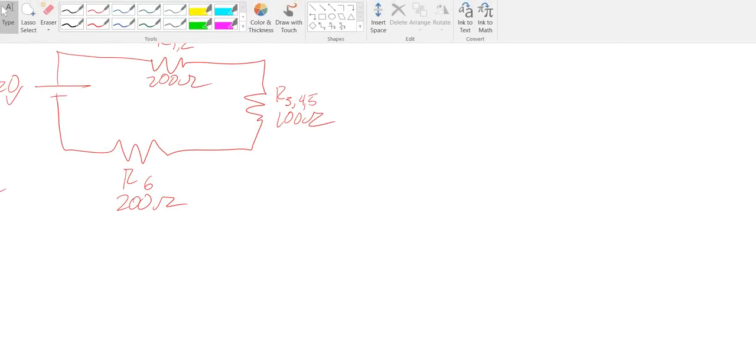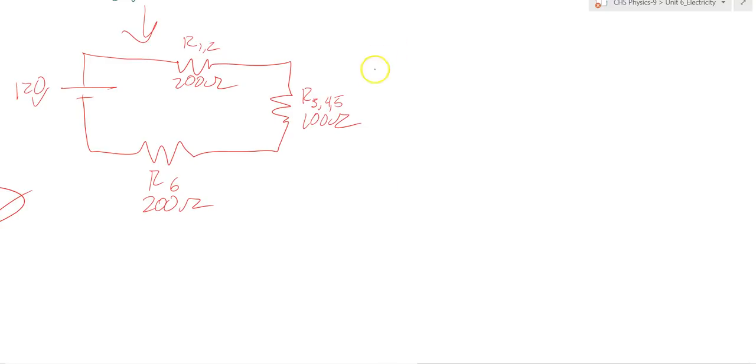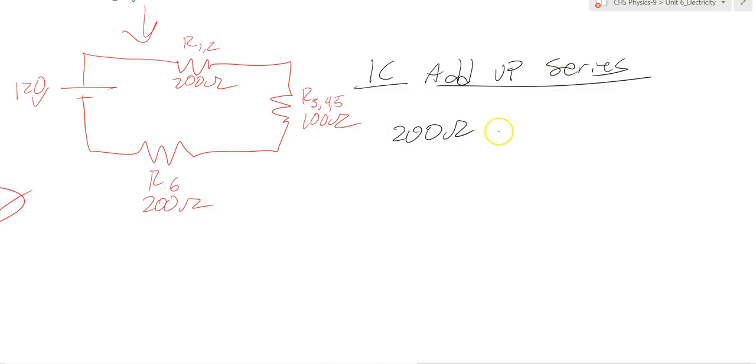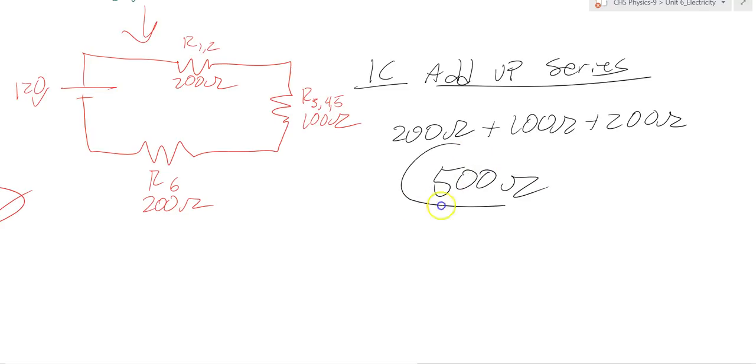So the final step for this is 1C. We're going to add up the series. So we've got 200 ohms plus 100 ohms plus 200 ohms. And we end up with 500 ohms. And there we go. And that is our total.